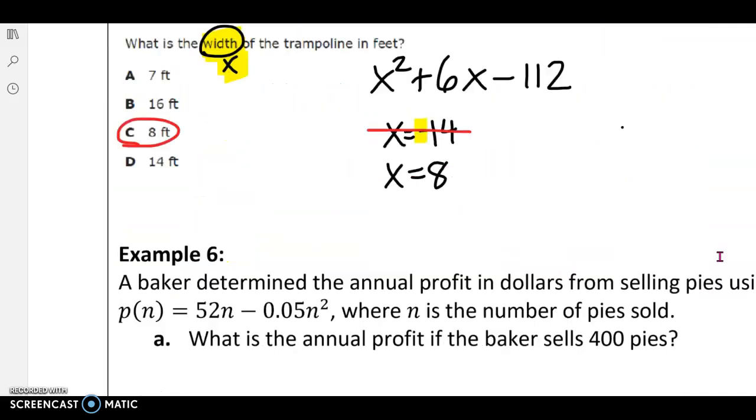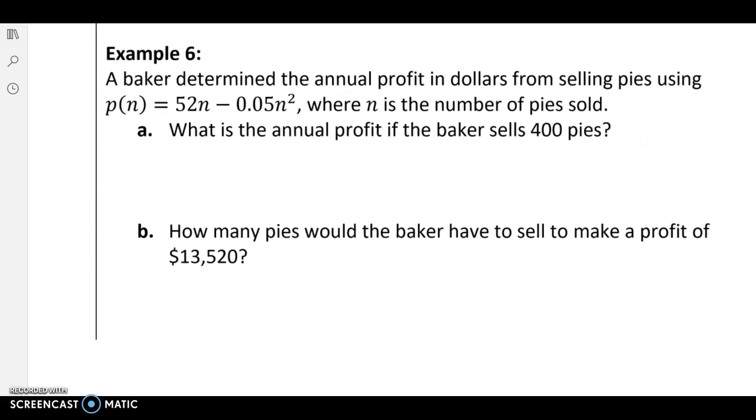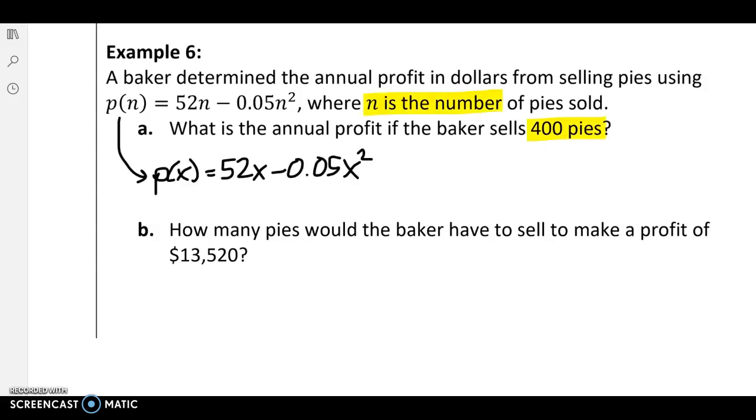So take a moment and look at answer number 6, read through it, and then go ahead and graph that equation. Just remember, change all of the n's to x's. Okay, so in this case, let's have a look. We've got an equation, p of x equals 52x minus 0.05x squared. Hopefully you changed all the n's to x's and then graphed it.